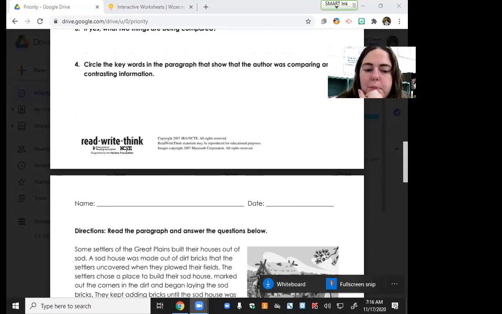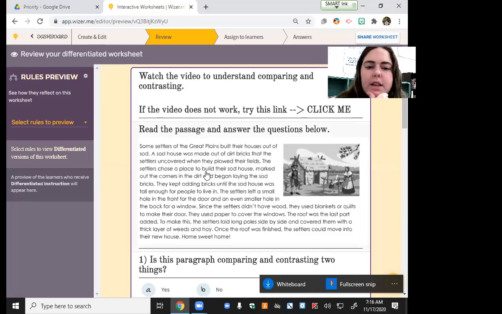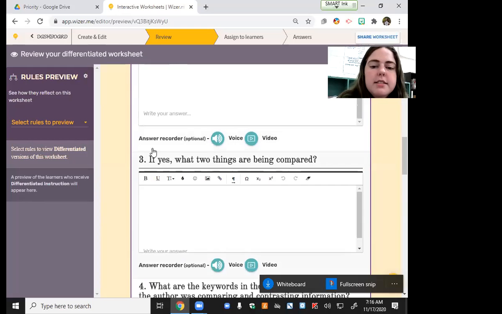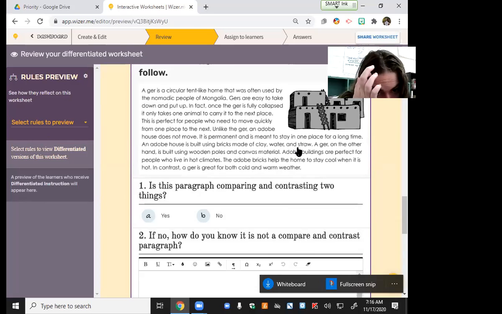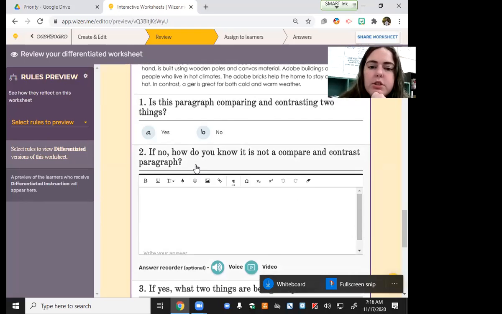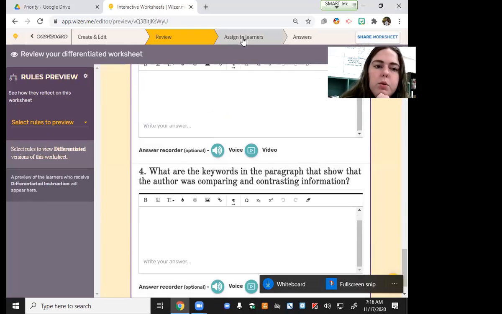So I want you guys now on your worksheet to read this passage, answer the questions. If you answer no, you just have to answer number 2. If you say yes, you have to answer 3 and 4. And then you would read this one as well. If you say no to number 1, you answer 1 and 2. If you say yes, you answer 1, 3, and 4. If you have any questions or need any help, just let me know.